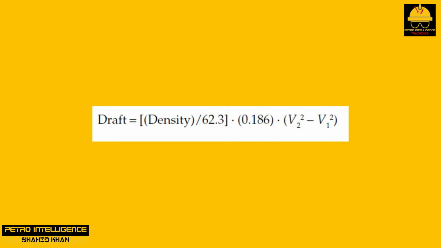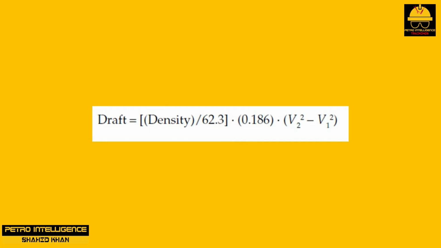V1 equals velocity, feet per second, in the fat part of the chimney. V2 equals velocity, feet per second, in the thin part of the chimney. Note that the 0.186 coefficient is based on the gravitational constant, 32.2 feet per second squared. If the diameter of the chimney is reduced by 2/3, then the chimney cross-sectional area is reduced by 90%. Hence, if the velocity at the bottom of the chimney, V1, is 10 feet per second, then the velocity at the top of the chimney, V2, is 100 feet per second.